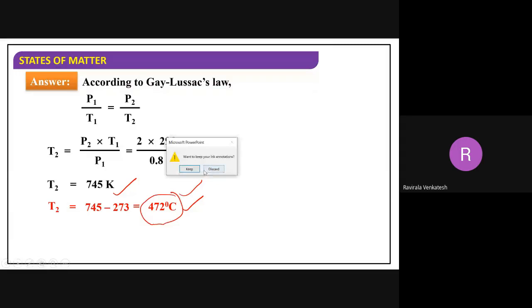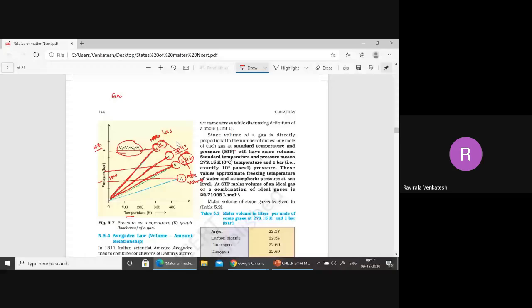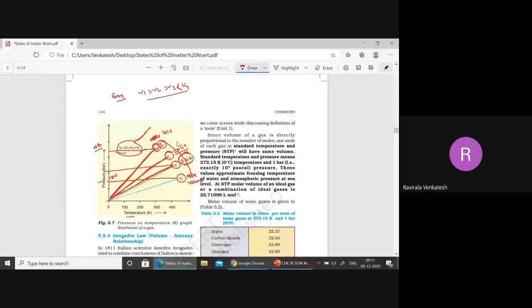Now next, remember one thing. In Gay-Lussac's law, they ask MCQ questions like: V1 is greater than V2, which of the following is correct? This is the way they will ask. So what will be the correct option? Remember this one.